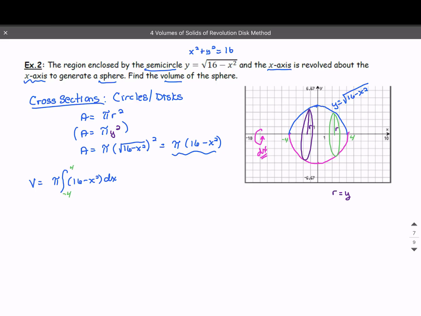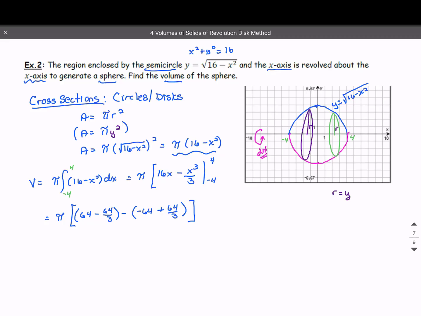And now we're ready to integrate. So we keep the pi. The antiderivative of 16 is 16x, minus the antiderivative of x squared, which is x cubed over 3, evaluated from -4 to 4. So this is going to give us pi times, now if I substitute in the 4, 16 times 4 is 64, minus 4 cubed is 64 over 3, minus, now I'm going to plug in the lower limit, -4. 16 times -4 is -64, minus -4 cubed is a negative, so that's going to make it plus 64 thirds.